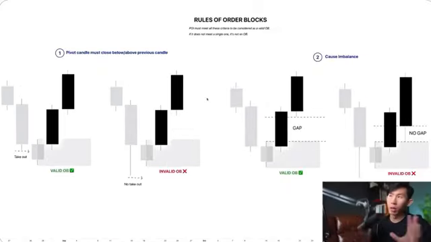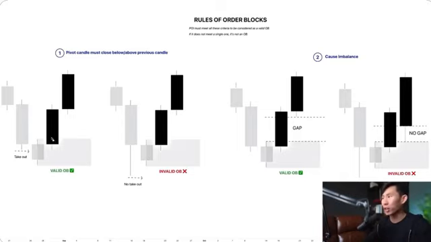Like I mentioned just now, in order for a zone to be considered an order block, it needs to meet 4 criteria. It must meet every single one of these 4 criteria. If it does not meet a single one of them, it is not an order block. It could just be a normal supply and demand zone. So the first rule is that the pivot candle must close below or above the previous candle.